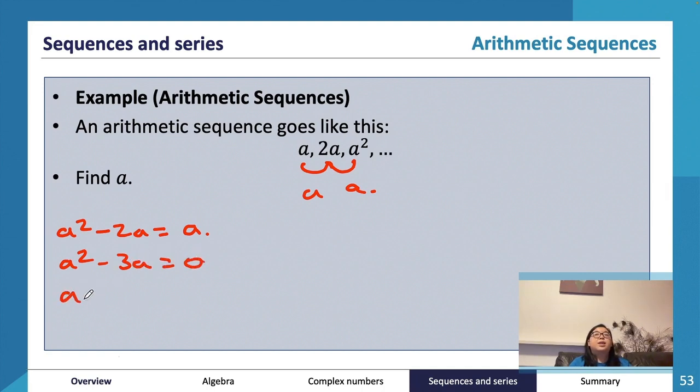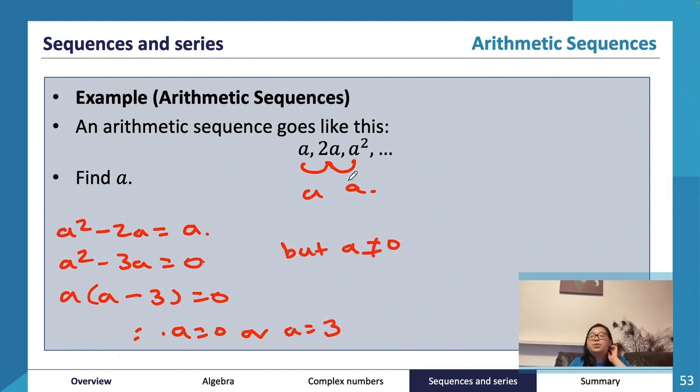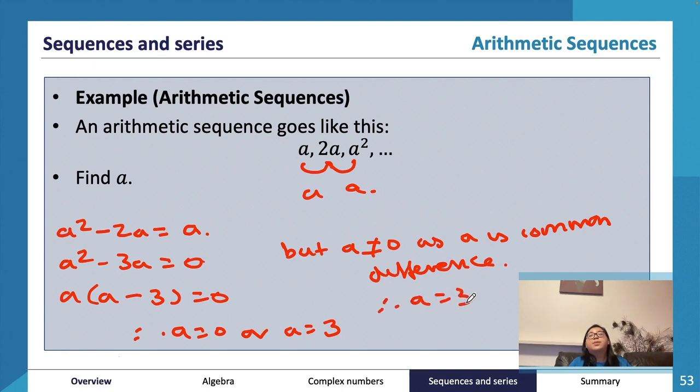So therefore we'll get that a times a minus 3 will equal 0. So therefore a will equal 0, or a will equal 3. But a cannot be equal to 0, because if a is equal to 0, you're not really going to have an arithmetic sequence, right? As a is the common difference. So therefore a will equal 3. And we can kind of see that. So we have 3, 6, 9. And that's why a squared and a.